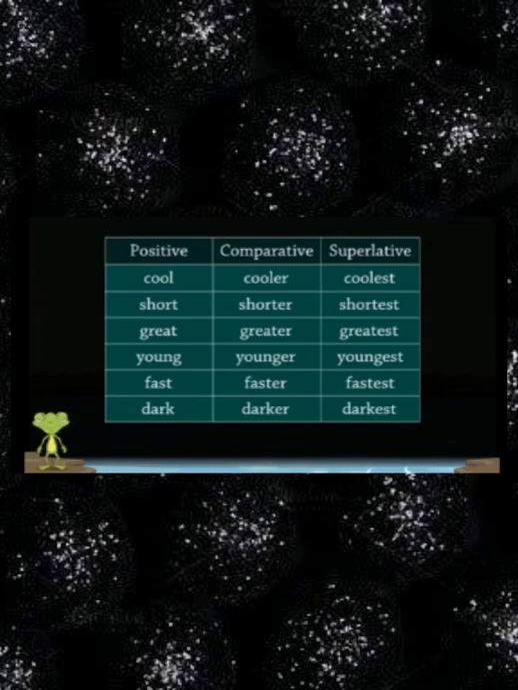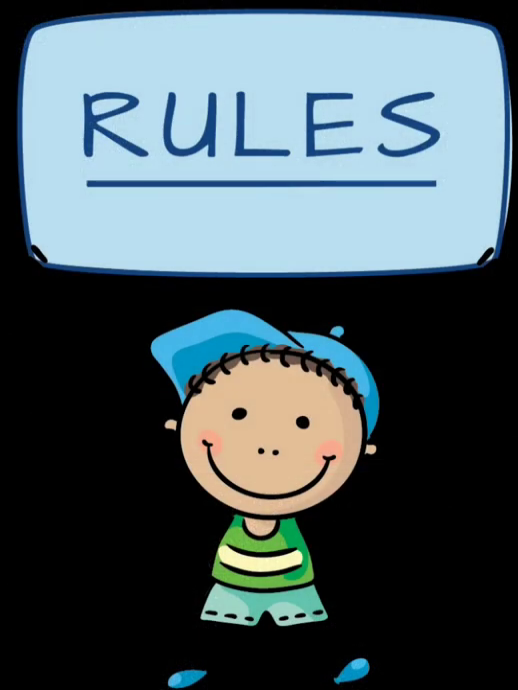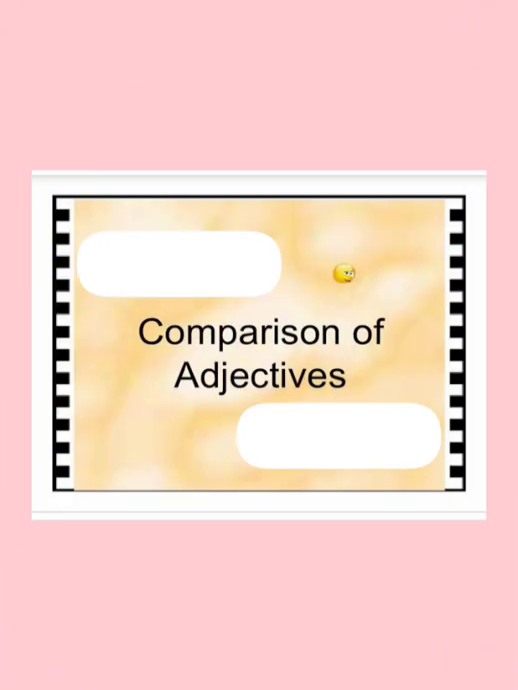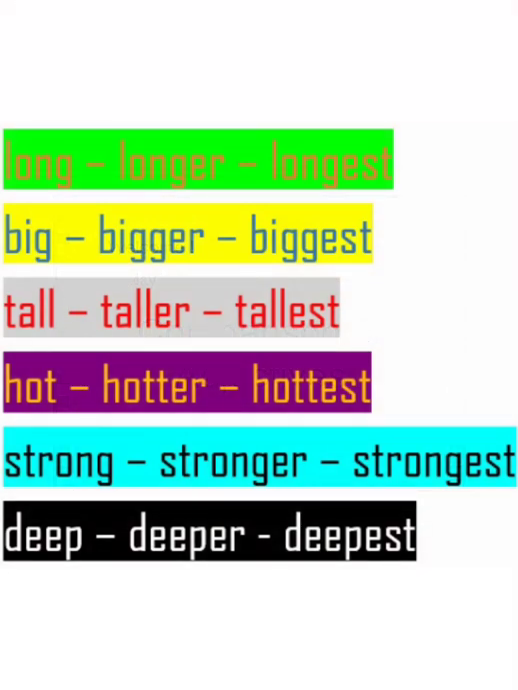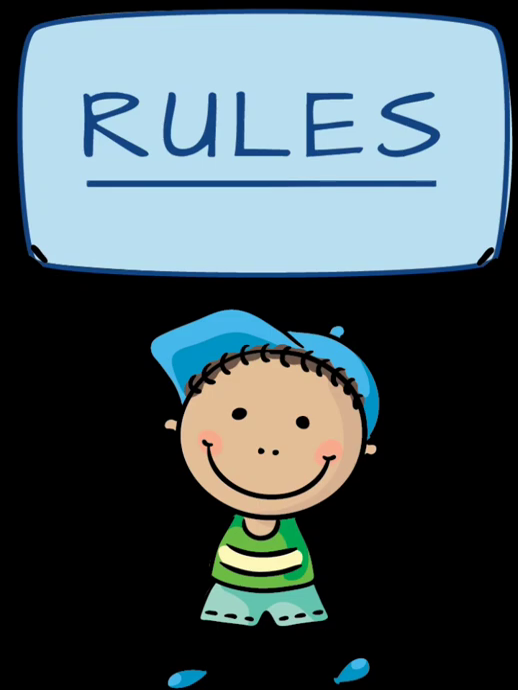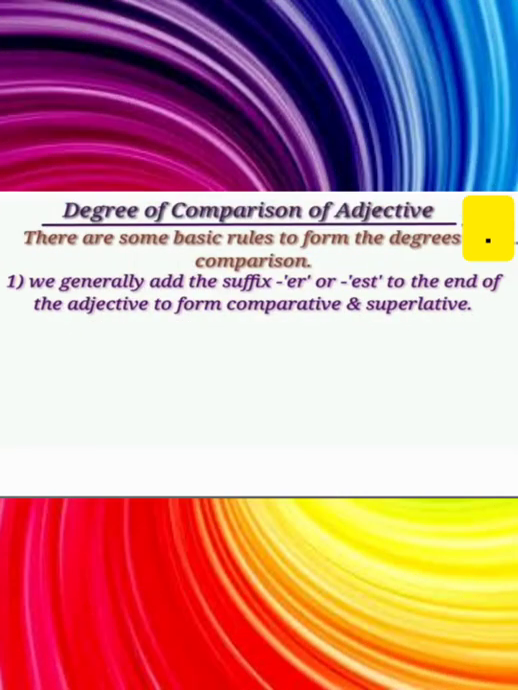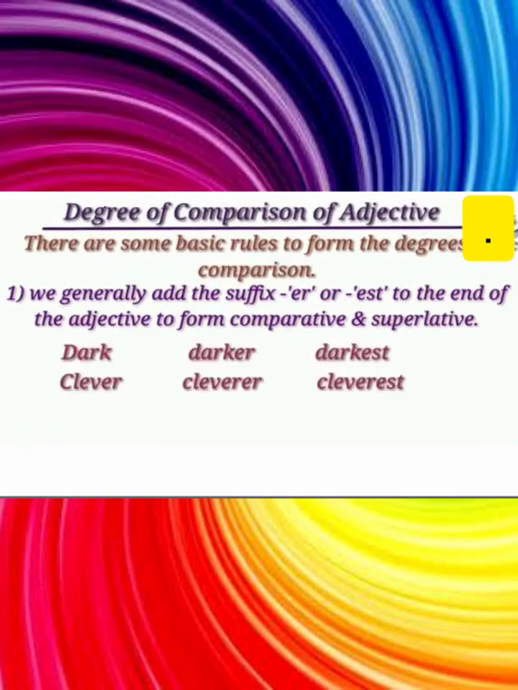My dear children, we are going to learn some basic rules for using degrees of adjectives. That is, there are some spelling rules for the comparison of adjectives. While you are changing adjectives to the three forms, that is positive, comparative or superlative, there are some rules you have to follow. Okay, my dear children? So we'll learn the first rule. We generally add the suffix er or est to the end of the adjective to form the comparative and superlative. This I told you before. For example, dark, darker, darkest; clever, cleverer, cleverest.